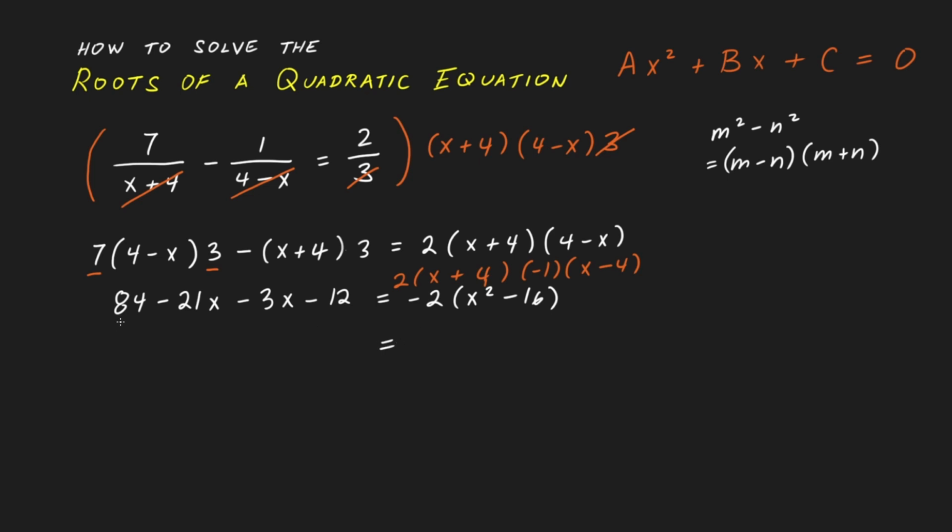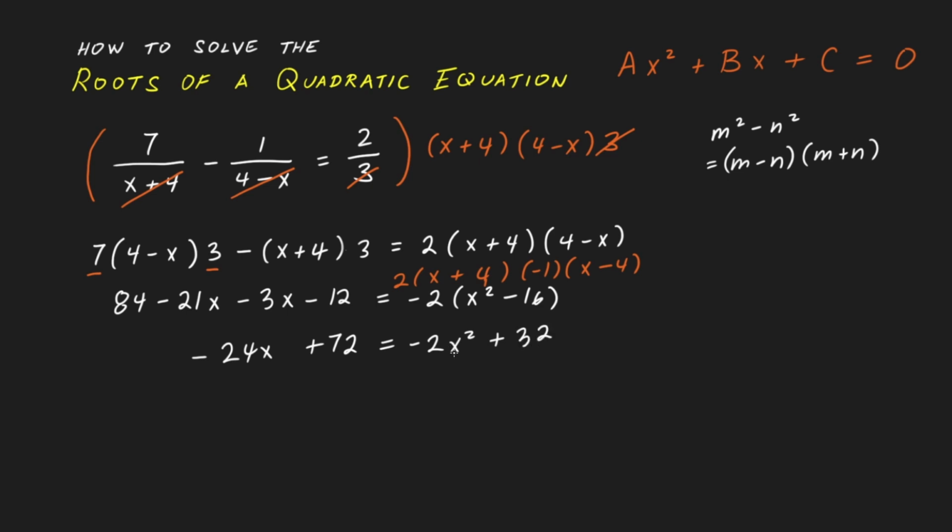Next step, we have 84 minus 12. How much is that? 72. And I'm going to write that on the right side. Okay. What about minus 21x minus 3x? That's minus 24x. Minus 2 multiplied by x squared is minus 2x squared. And minus 2 multiplied by 16, minus 16, we get positive 32.